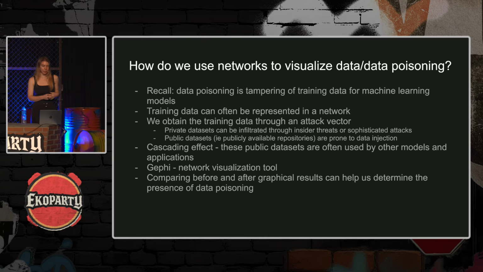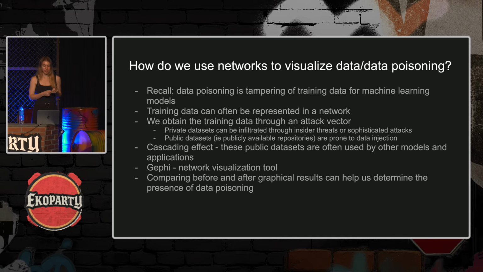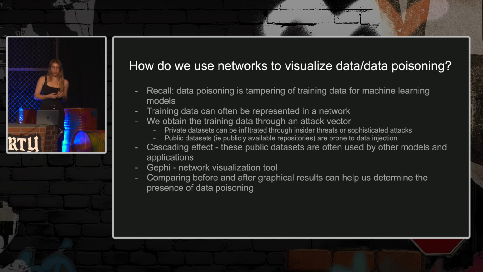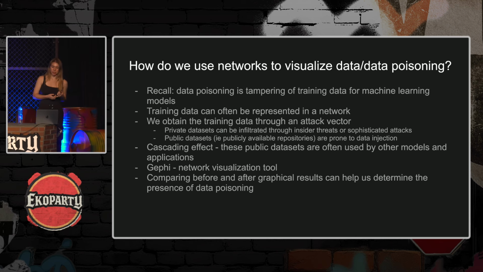For example, private data sets can often be infiltrated through insider threats or sophisticated attacks, and public data sets are often prone to data injection attacks. With public data sets, poisoned data can proliferate into other models and the applications that rely on these public data sets. So ultimately, the goal with network visualization is comparing the before and after results of poisoned and clean networks to help determine the presence of data poisoning.